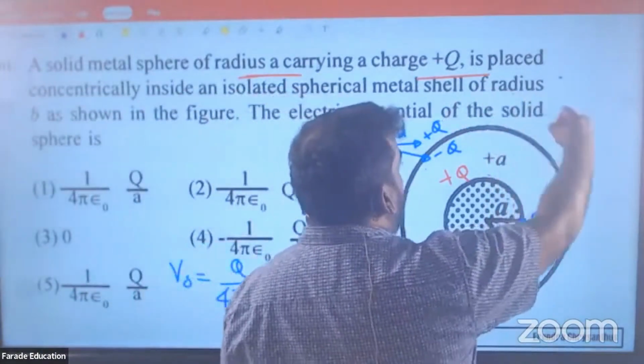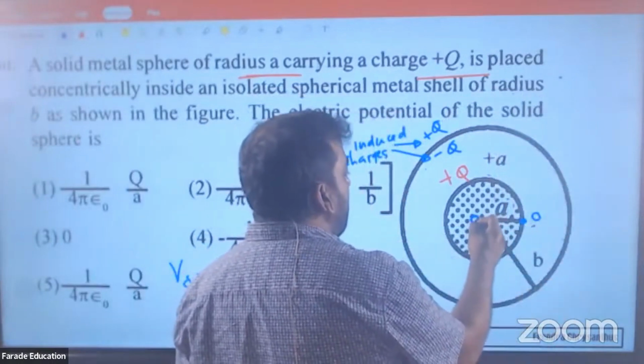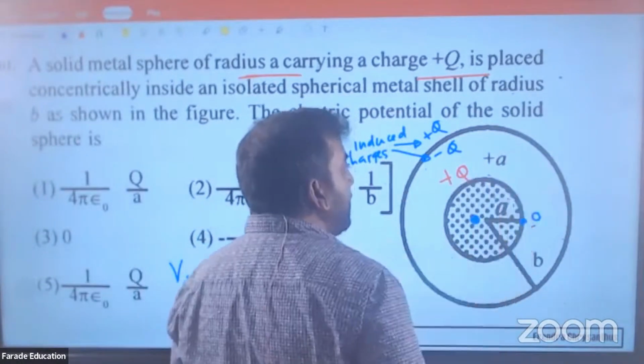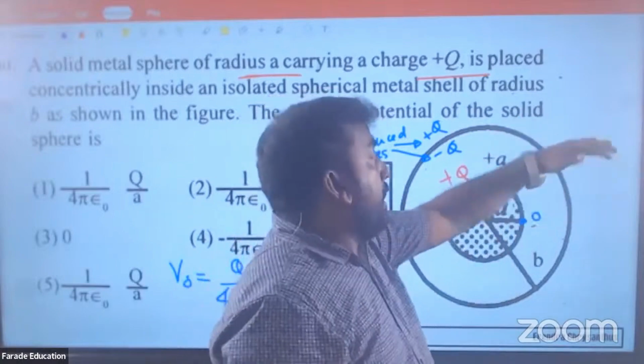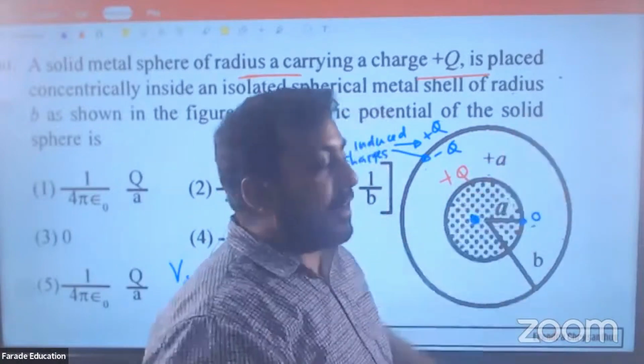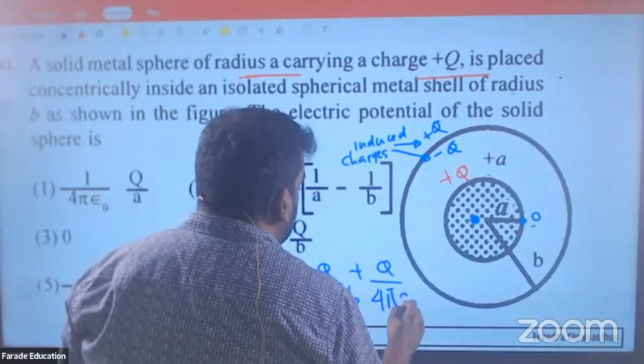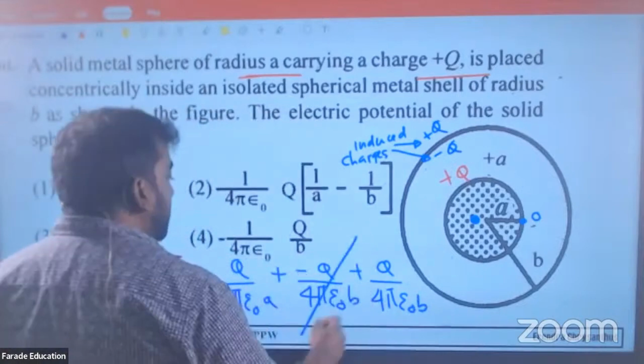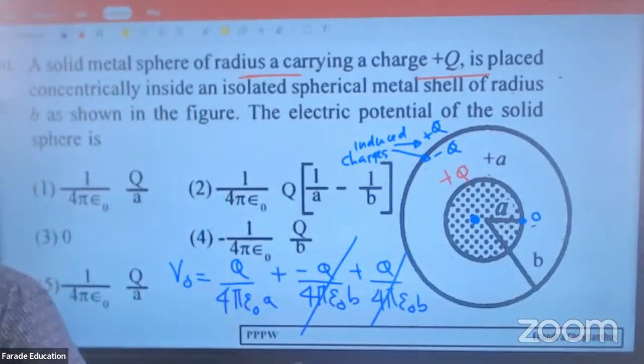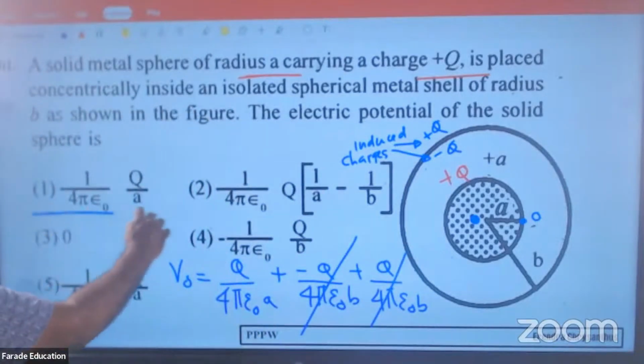So take all the charges, keep it at the center like a point charge, find the potential at the surface. Why? Potential at the surface and inside are the same. So here, Q divided by 4 pi epsilon naught B. From this, these two will cancel off. Your answer is Q divided by 4 pi epsilon naught A. Answer number 1.